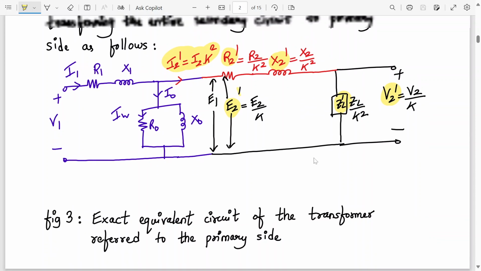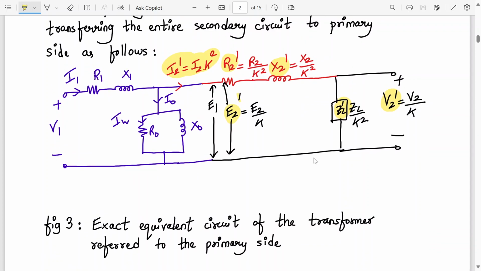Okay, understood. So now what we do next is we shift the parallel branch to the input side. We will do this so that the primary and the secondary impedances or resistances referred to the primary can be added conveniently. Are you understanding what I'm saying? These are primary resistance and reactance that can be added with the secondary resistance and secondary reactance. So that's why we shift this I naught to the left hand side.